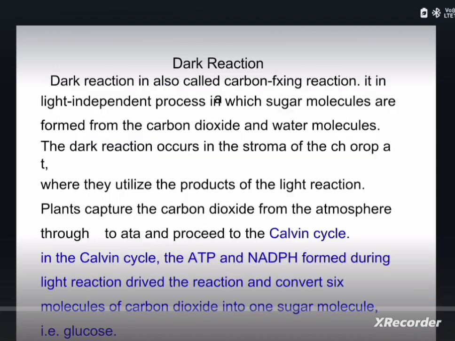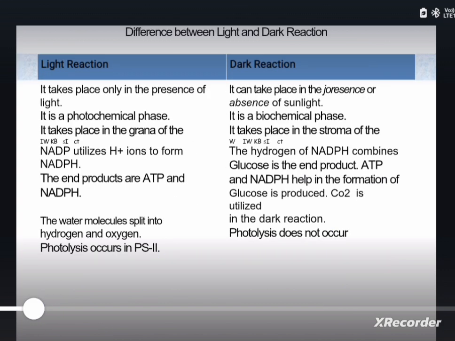What is dark reaction? The dark reaction is also called the carbon fixation reaction. It is also called the light independent reaction. The dark reaction occurs in the stroma of the chloroplast. In the Calvin cycle, the ATP and NADPH formed during the light reaction are used to convert 6 molecules of carbon dioxide into one sugar molecule, that is glucose.